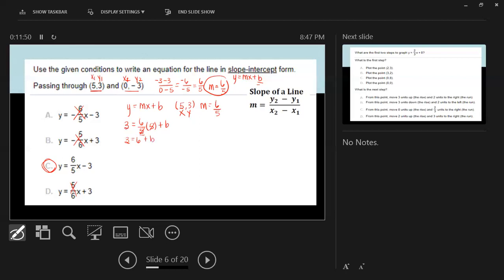All right, now I need to get the b by itself. So I need to move that 6 over with the 3. I'm going to do that by subtracting. You do the inverse to move it, because it's positive. 3 minus 6 will give you -3. So -3 is equal to b. And as you can see, I do have the -3 right here. So that is why C is indeed the correct answer. And that's how you would do an item similar to that one.